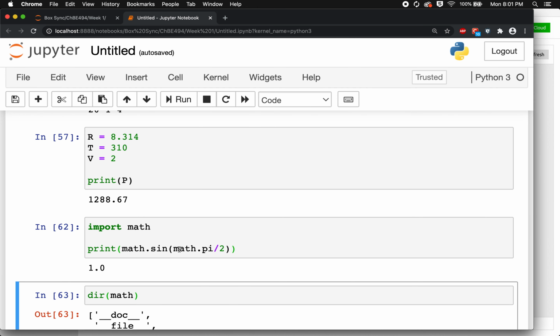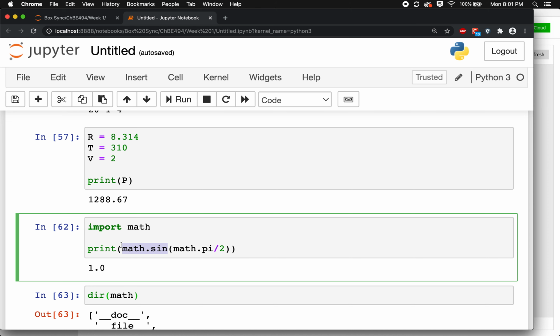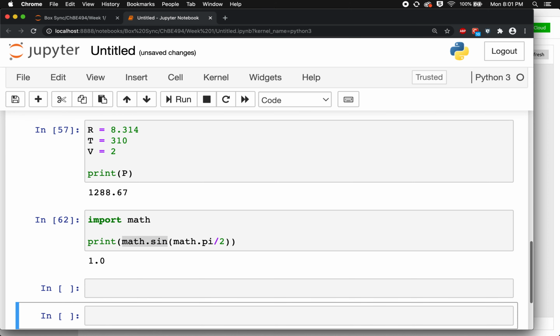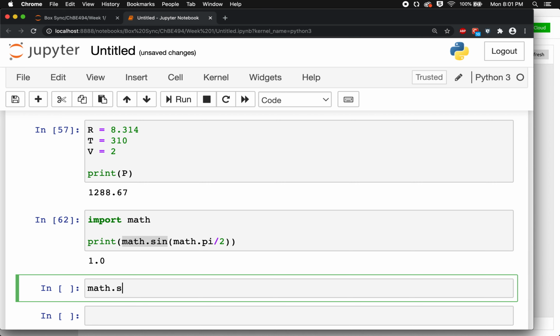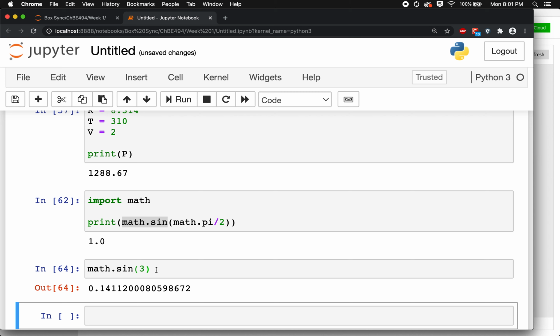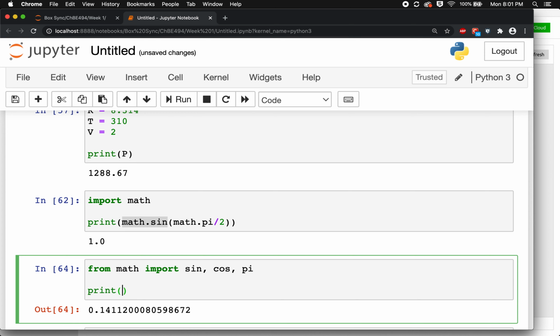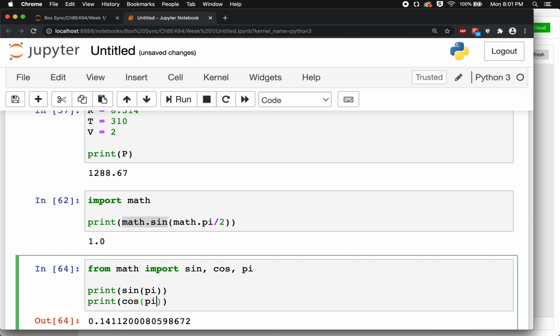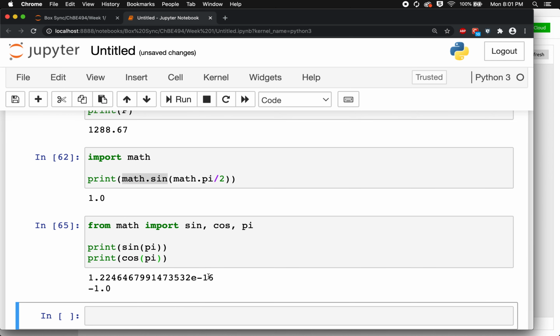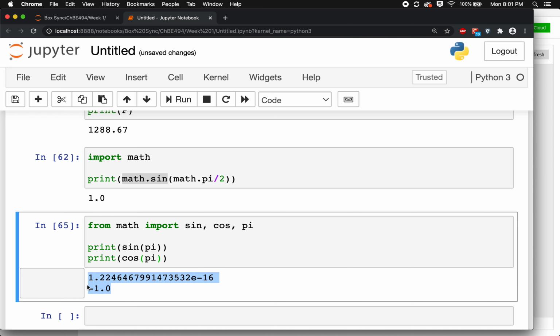But I actually dislike this syntax, so let me clear it out. I don't want to type math.sine each time, that's kind of annoying. So what you can also do, if you want to import specific functions, is type the command from math import sine, cosine, and pi. And then maybe I can print the sine of pi, and then print the cosine of pi. I run these, and I see the sine of pi is 0, and the cosine of pi is -1, which matches our definitions.